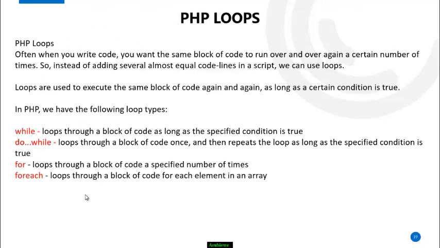We'll be talking about PHP loops later. PHP loops are used to execute the same block more than one time, as long as a certain condition is true, as long as some conditions are satisfied, so then we can repeat. It's used for repetition. That's why we have loops. They are used to execute a line of code more than one time.